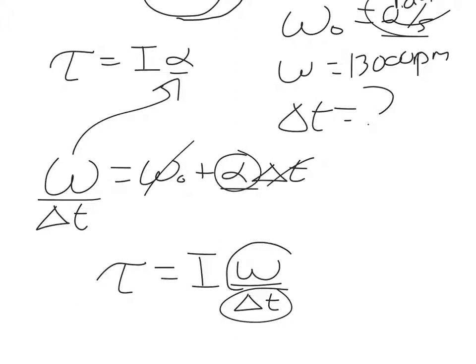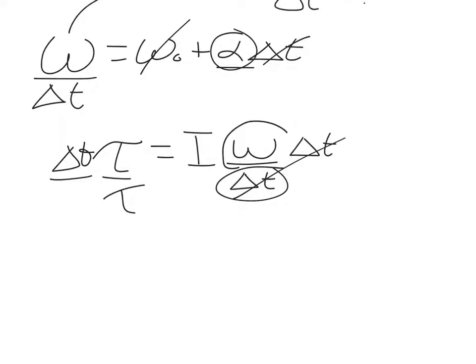And now, when I have variables on the bottom, I immediately get rid of them. I multiply both sides by delta t. I don't like variables on the bottom. They bother me. That'll get the delta t here on top, and then to isolate it, I'm going to divide by torque. So what I will get, all the way down here, is a delta time equal to I omega over torque. And while we're at it, before we start plugging in numbers, let's go ahead and get our I.